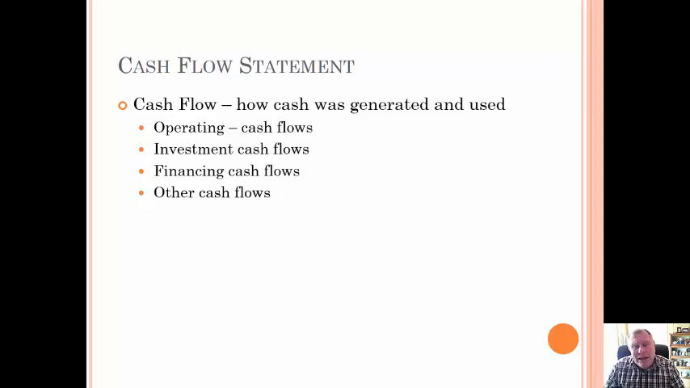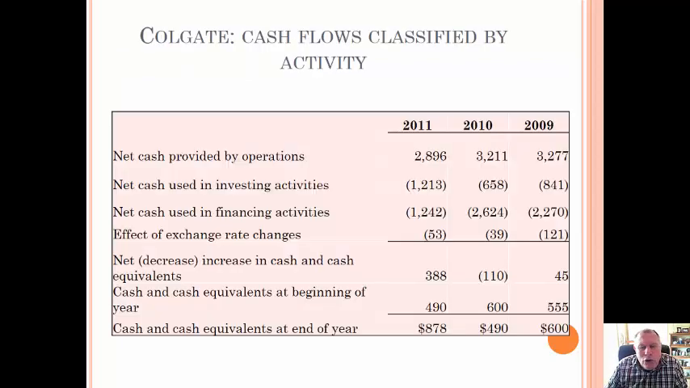Now, what I have is I actually have a few slides that I've used previously. Unfortunately, they're dated, but the concepts are no different. They're still here. And what I looked at is Colgate. And what you can see is over the 3-year period that this is the cash provided by operations, $2,896,000, $3,002,000, but we're seeing it decline. Now, what did they invest in? Used in financing as well.